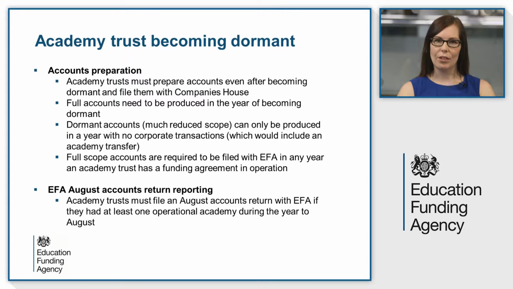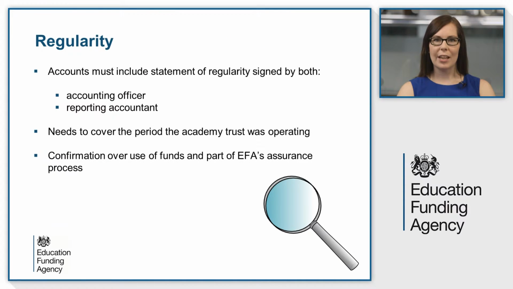Regarding the August account return, this must be completed and submitted if there was at least one operational academy during the year. Where a trust is ceasing, you must remember to include the relevant regularity reports, as we need confirmation over the use of funds. This will cover the period that the Academy Trust was in operation and is needed as part of our assurance process review, where we review the financial statements.